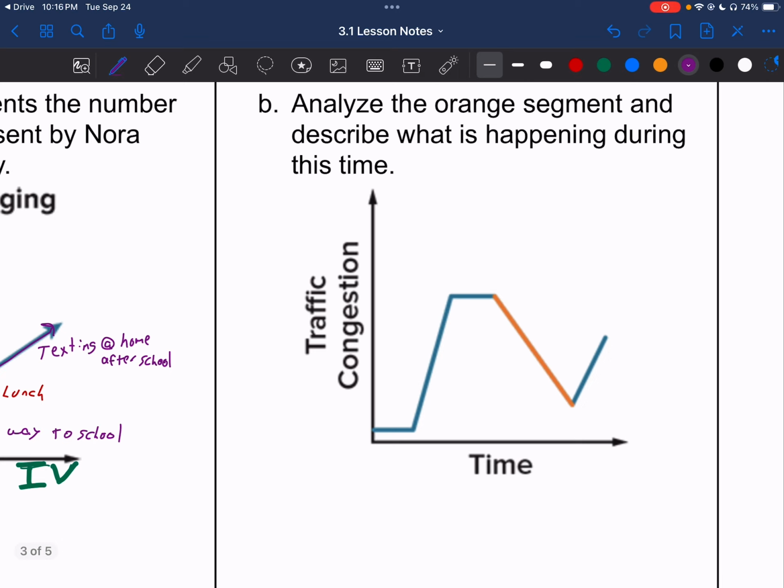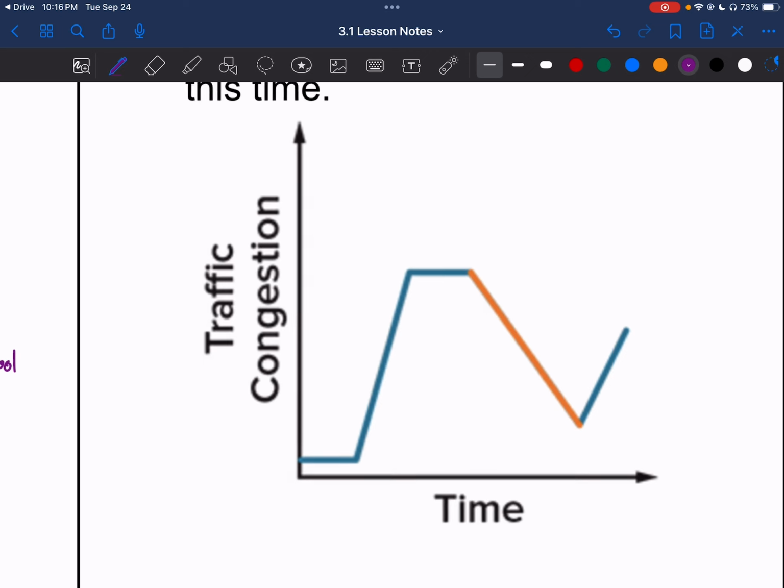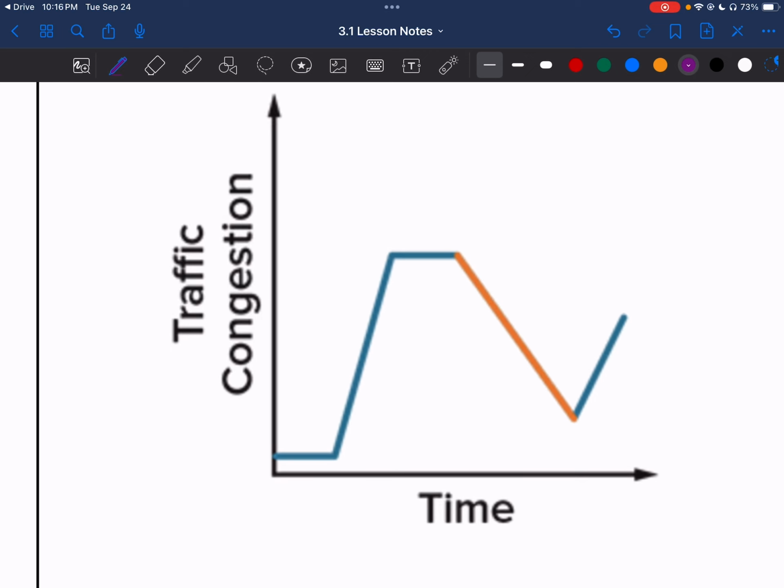All right, now letter B asks us to analyze the orange segment and describe what is happening during this time. Well, our graph is giving us, we've got time on the x-axis and traffic congestion on the y-axis. So time, that is our independent variable. That is what we are measuring. We can look at the traffic over a period of time, and we are in control of what time period we're looking at. The amount of traffic, we do not have any control over. You have zero control over traffic. You are only responding to it. So we can measure how much time there was, but we have no control over what traffic there is.